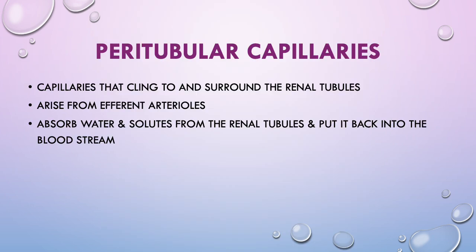Now let's talk about the peritubular capillaries. These are the capillaries that cling around the renal tubules, okay? This one is specific to the cortical nephrons, okay? They arise from the nephron arteriole, so this is like a continuation, and they absorb water and solutes from the renal tubules and put them back into the bloodstream, okay? We are reclaiming stuff that we need.